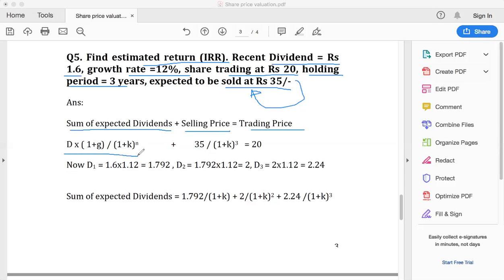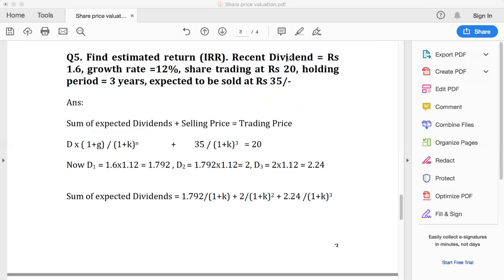So what is the present value of all the dividends for 3 years? We did it in problem number 3. So the dividend multiplied by 1 plus growth rate divided by 1 plus k raised to the power n, and k is what we want to find out here, right? And the capital gain is, say, 35. The present value of that capital gain is 35 by 1 plus k raised to the power 3, because we want to hold this stock for 3 years. So this is the 3 here, right? And it should be equal to 20.